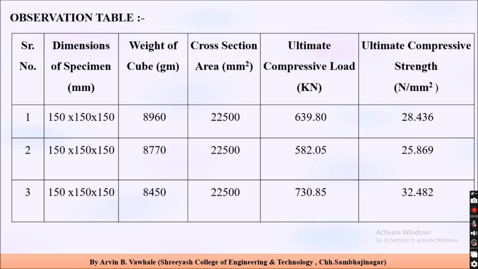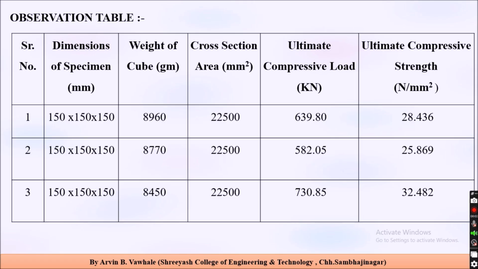Cross-sectional area, in square millimeters: this is the loaded face area of the cube on which the compressive load is applied during the test. For a standard cube of 150 millimeters by 150 millimeters, the area is 150 times 150, which is 22,500 millimeters square.